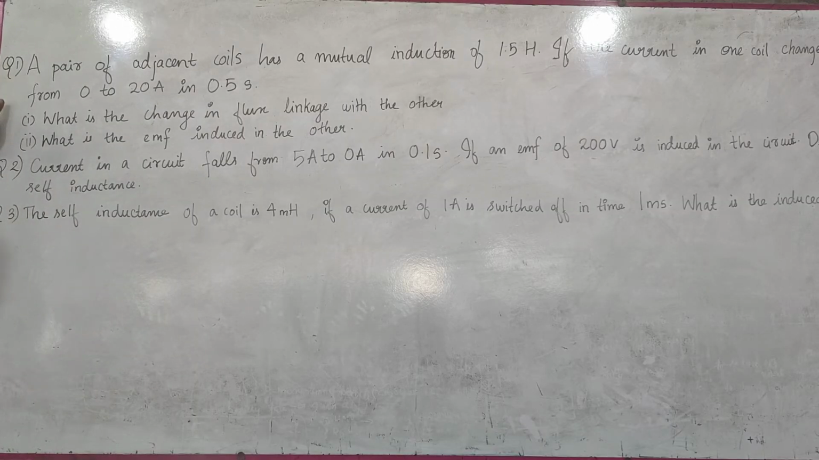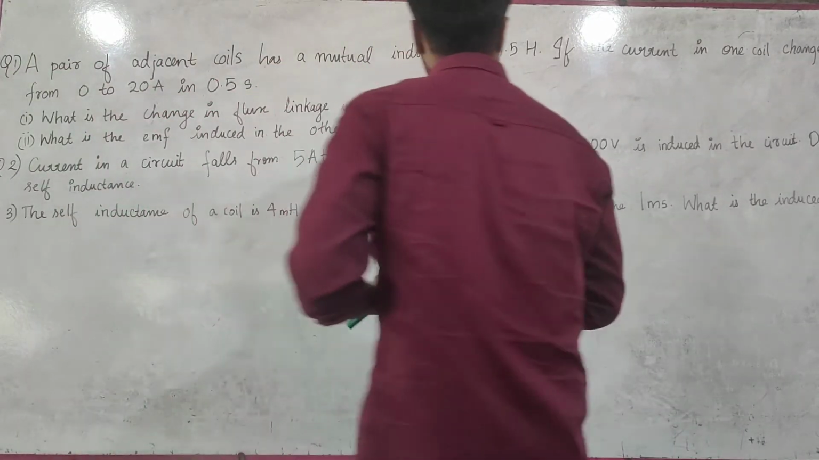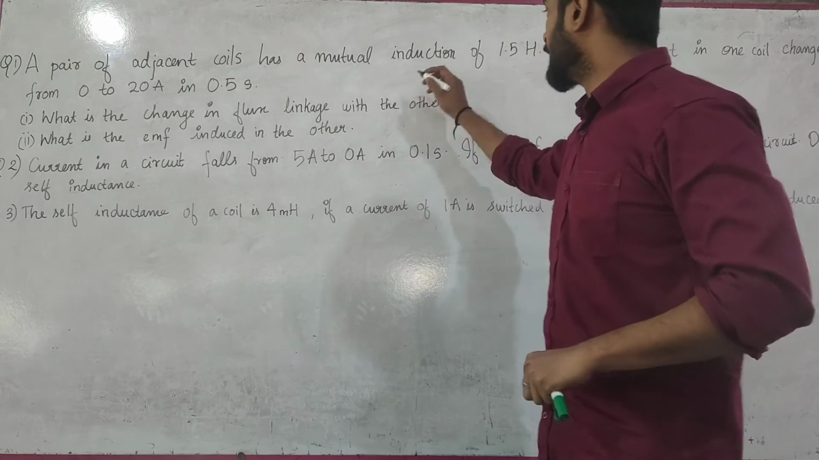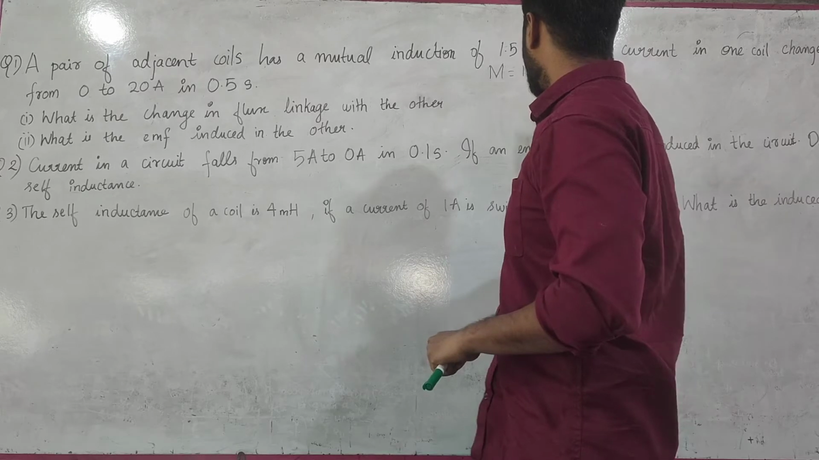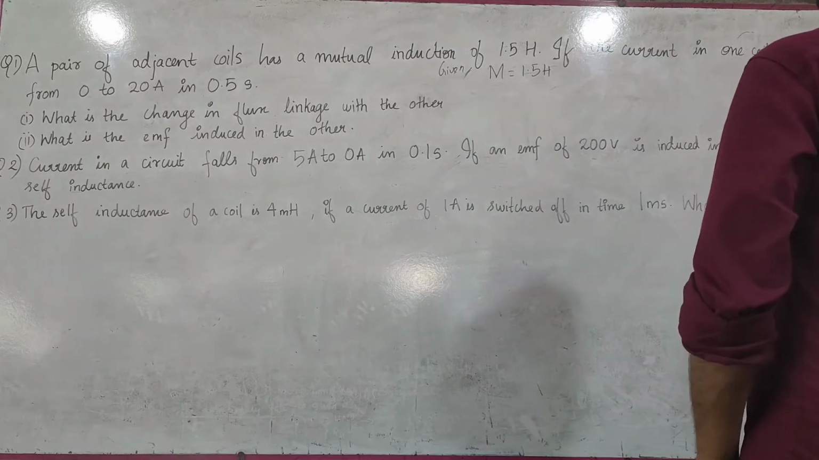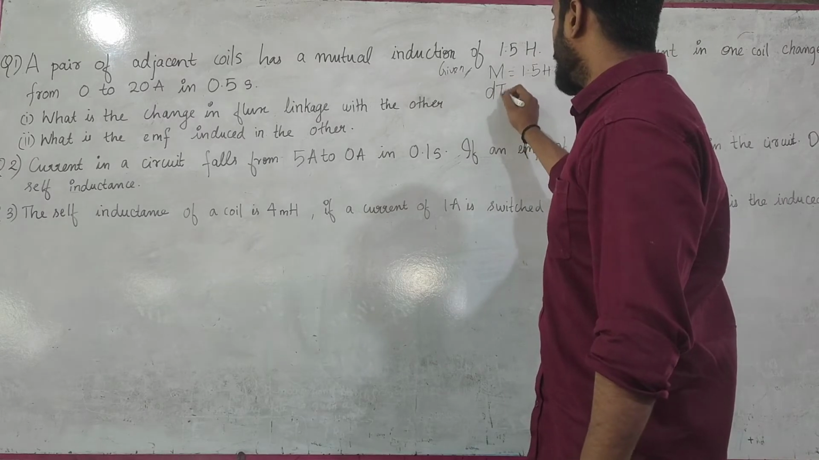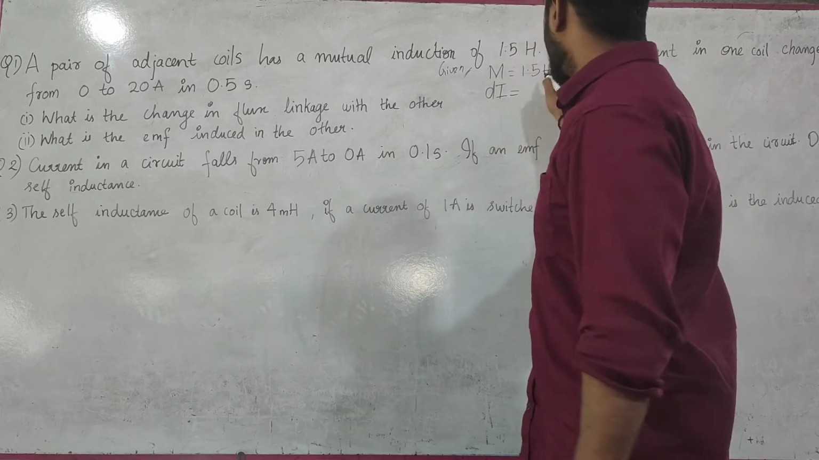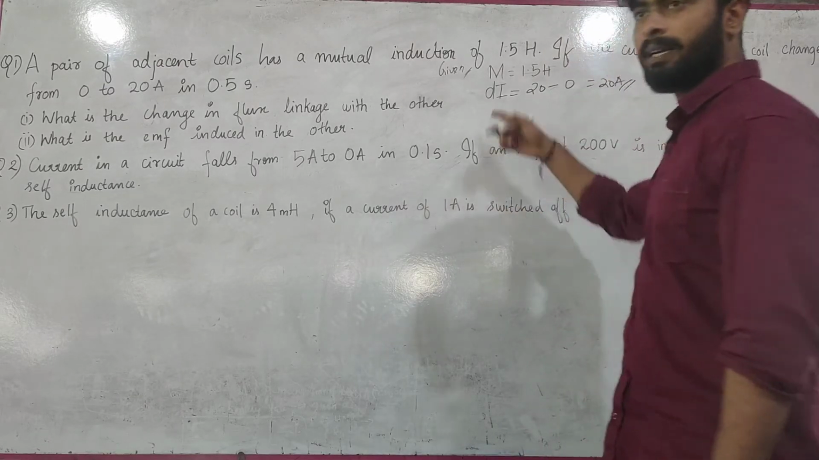So the first question is from mutual induction. A pair of adjacent coils has a mutual induction of 1.5 Henry. So they have given you the mutual induction M. M is 1.5 Henry. This is the given. And then the current in one coil changes from 0 to 20 ampere. So the change in current is 20 minus 0. It is 20 ampere. This is the change in current, di.